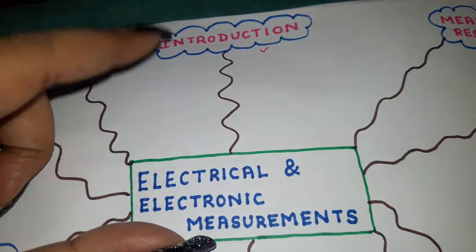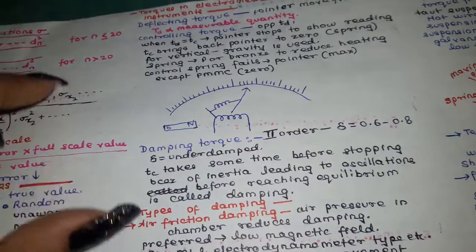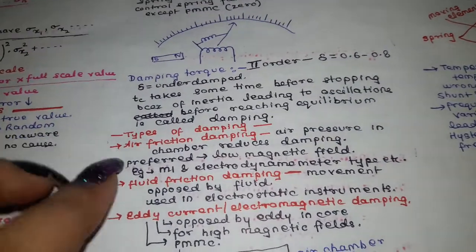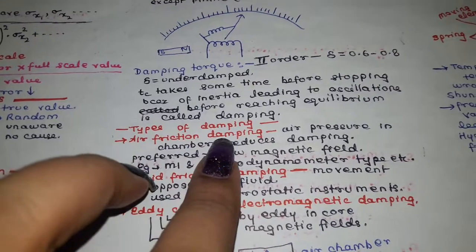Let's talk about the last part of the introduction. We have already studied what a damping torque is in part 3. Now we are going to study how to reduce damping. Here we have air friction.